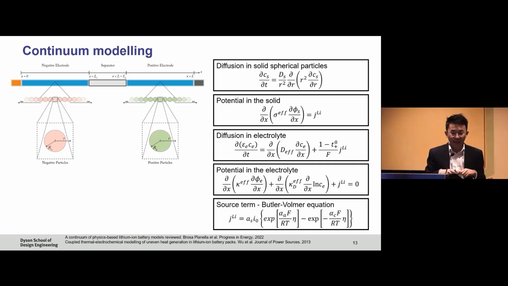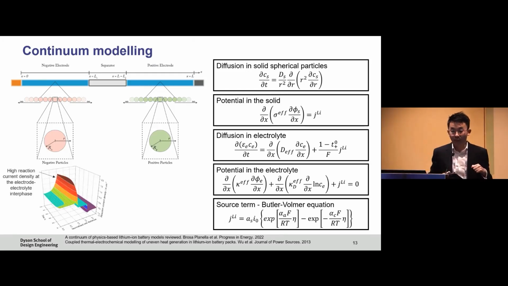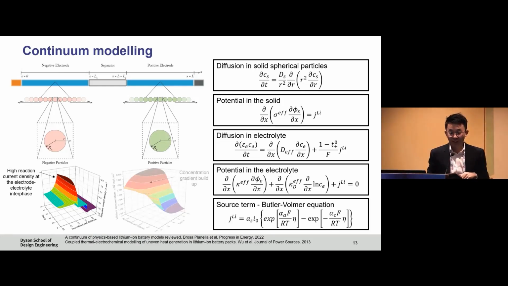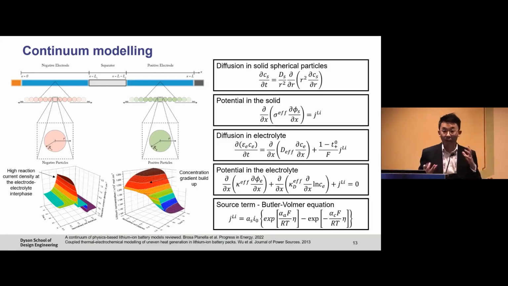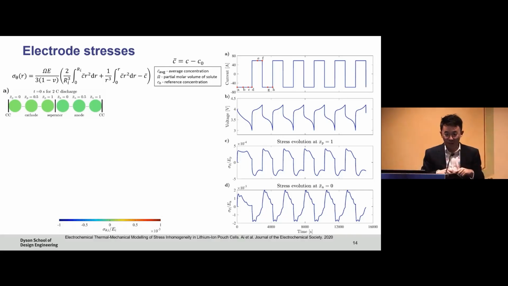And we couple that together with a Butler-Volmer equation to describe where the reactions are happening. And why is that useful? It allows us to describe where the electrochemical reactions are happening. It's not homogeneous across the electrode. It's normally higher near the electrode separator interface, and also how concentration gradients build up, which will ultimately influence the behavior of your battery. But as I mentioned, we're going to keep this stream of consciousness around chemomechanics, and we're going to describe electrode stresses and how they evolve over time.